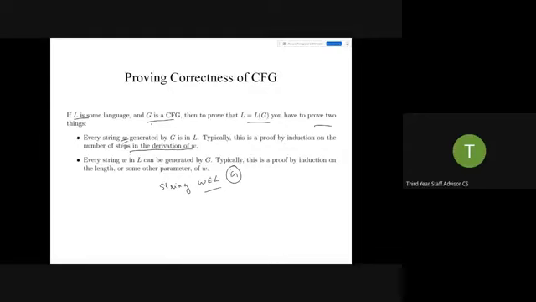Another, or second, thing is that every string W in L can be generated by G. That is, if we have a language L, it consists of many strings. All of those strings, that is, every string W in L, can be generated by G.